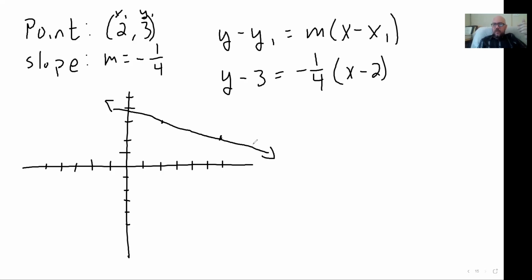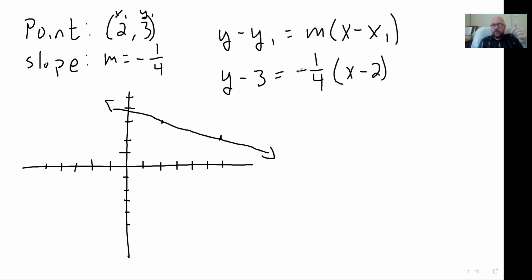But I was still able to graph it because point slope form gives you a point and a slope. So if I started with something in this form and recognized this is point slope form, I would say that x1 must be 2 because I have x minus x1. I've got x minus 2 here. And y1 must be 3 because I've got y minus y1 and y minus 3. So x1 is 2 and y1 is 3. So I know 2, 3 is on the line.